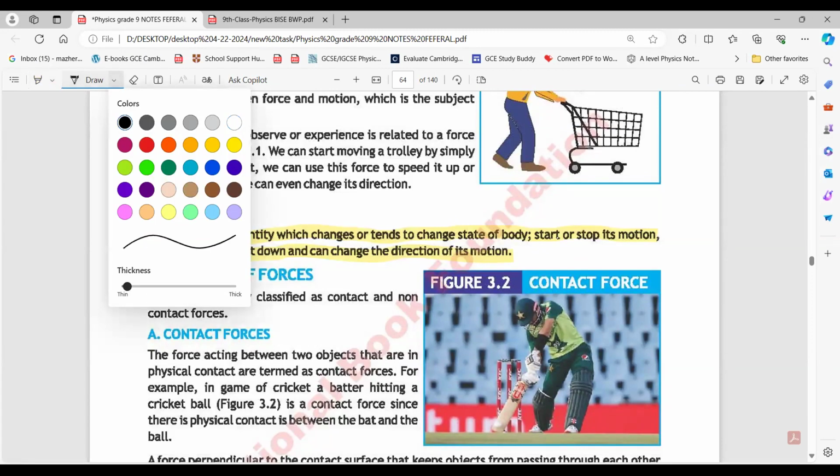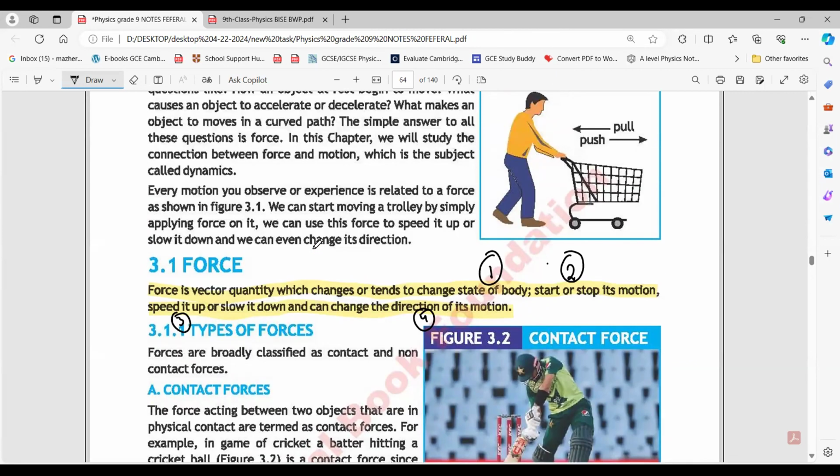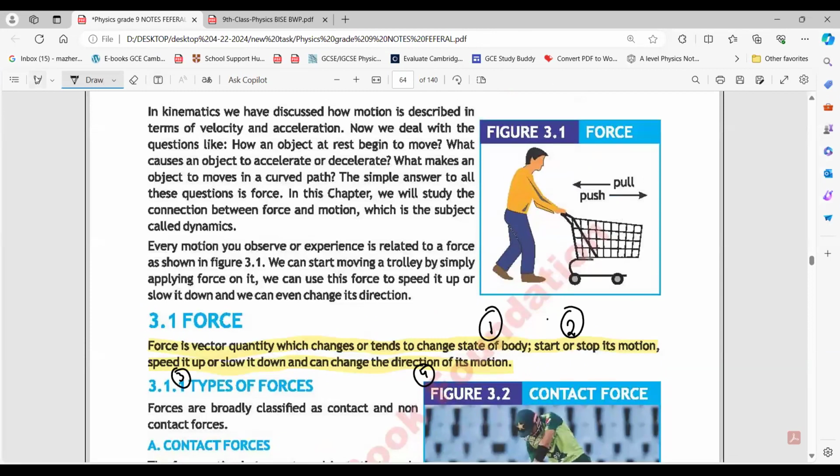And there comes to mind, can it change the mass of the object? So no, it cannot change the mass of the object. So it can change the state of the body, start or stop the motion, speed up or slow down the body, and can change the direction of motion. And force is a vector quantity, defined as the push or pull on an object. It is a definition of dynamics as well. We will study the connection between force and motion, which is the subject called dynamics.